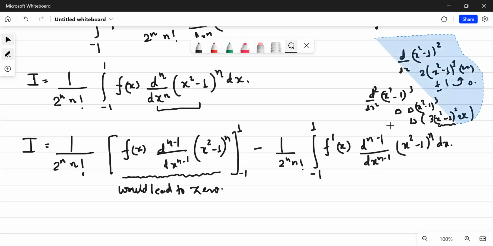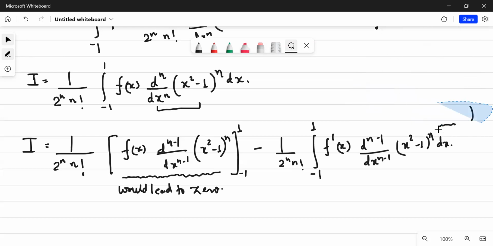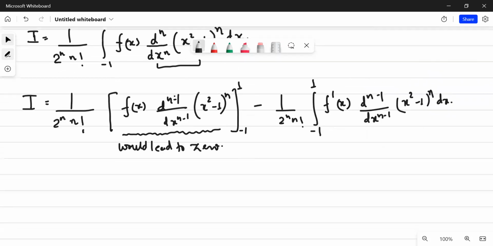Okay, so in any case, your first bracket has to go to 0, right? At plus minus 1, it has to go to 0. So there's no other way out. You have to say that your first bracket will go to 0. Forget about it. Now, what about the second bracket? The second bracket is given by minus 1 upon 2 raised to power n, and then you have this n factorial.